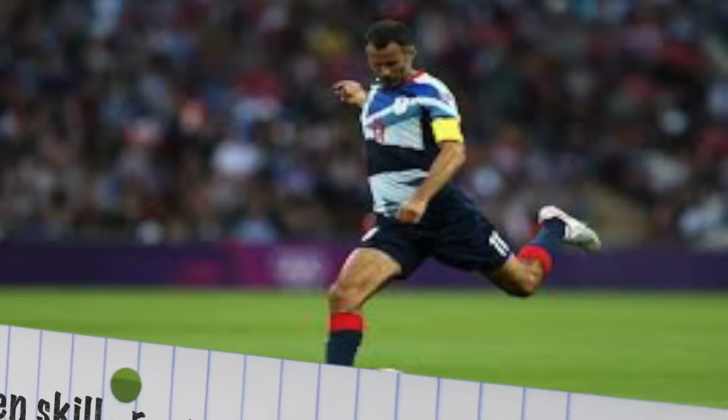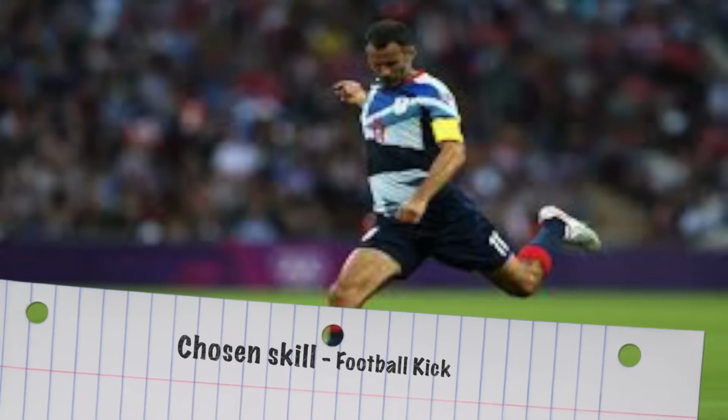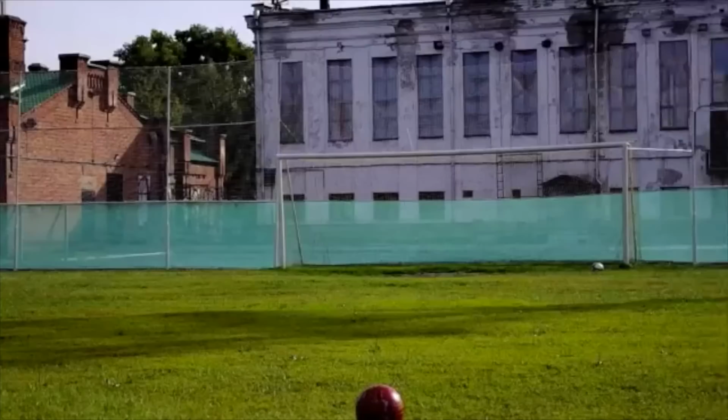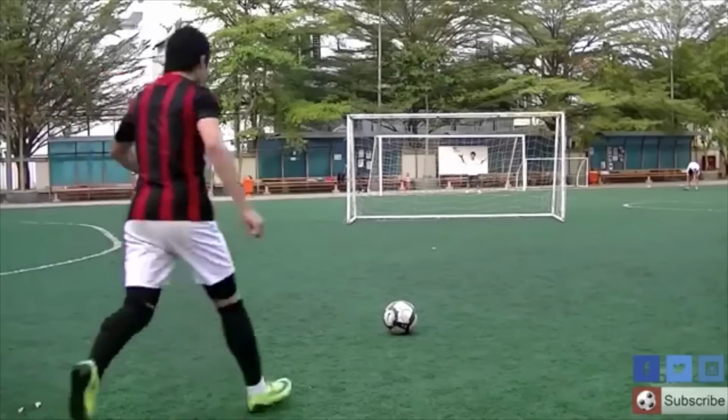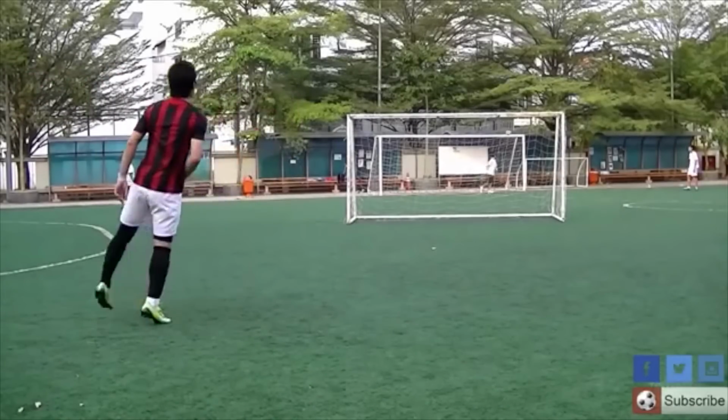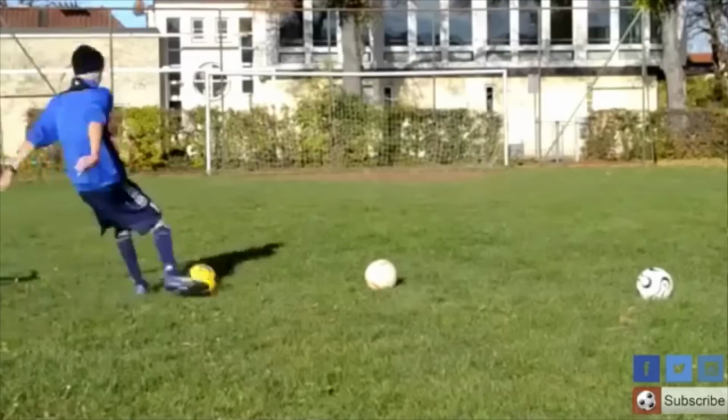The skill I chose to demonstrate is the soccer goal kick. This skill involves using your lower body to kick the ball accurately and powerfully into the goal. Some of the joints you use in this skill are your knee joint, your ankle joint, and your hip joint.